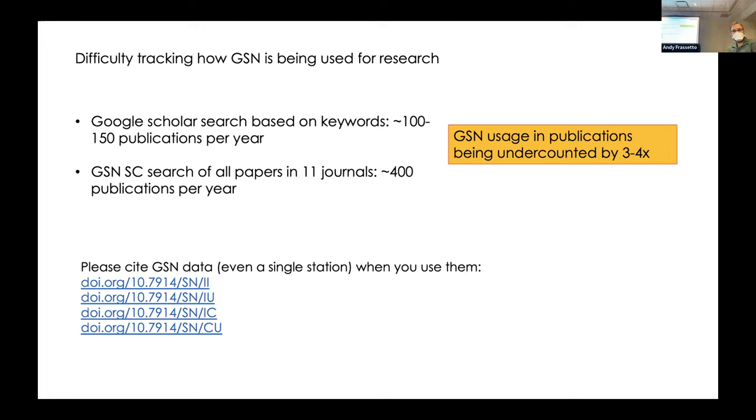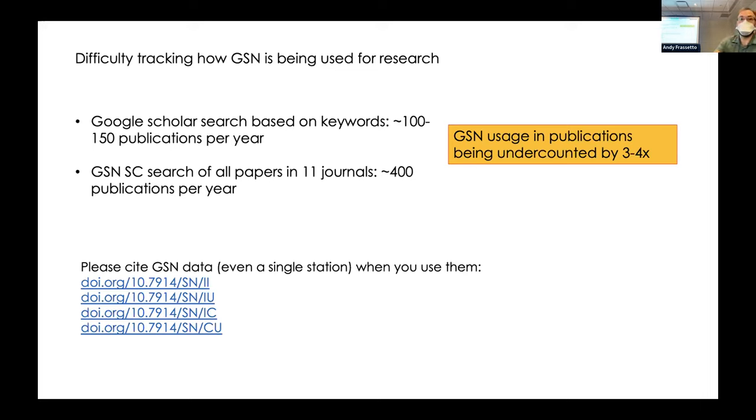If you're reviewing papers, please ask that the authors have done the citations. If you're an editor or an associate editor, please oversee it from that level. If we get in the habit of a community of citing our data better, it'll make some of these things easier for us. All right, questions about any of that so far?